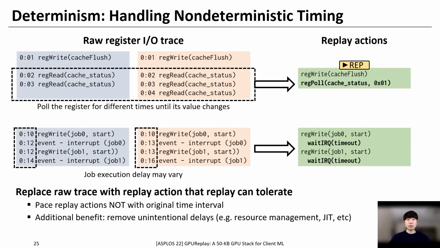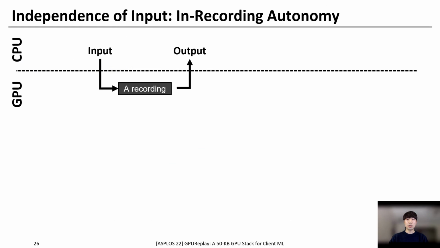In doing so, the replayer can also remove unintentional delays that might come from the driver's resource management, decompilation, and so forth. Now we can record complete and deterministic CPU and GPU interactions. What you expect is, when the input is given, to get the output by replaying the recording. Then why does it have independency of the input?